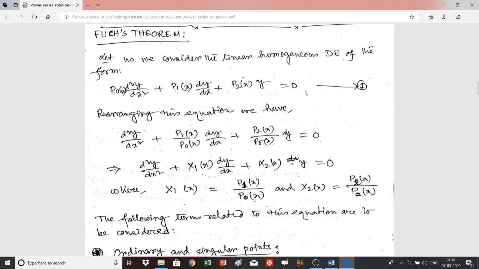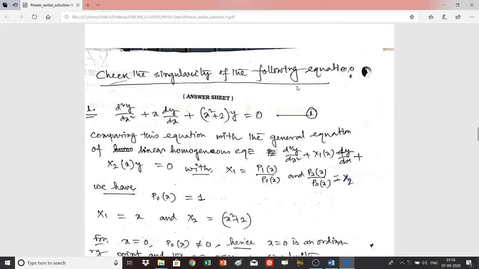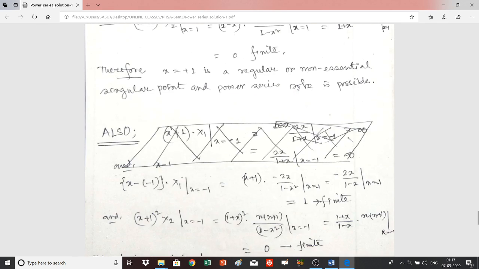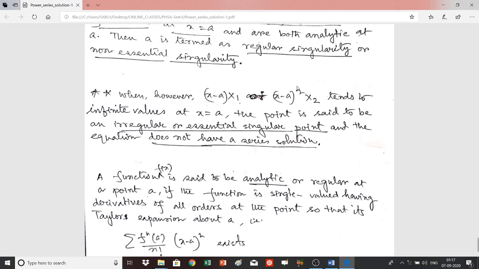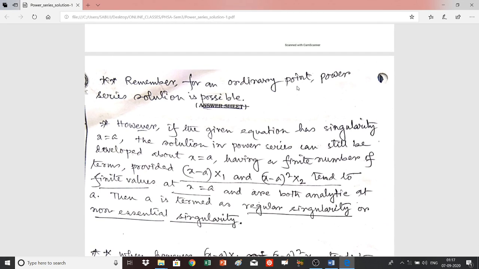But it is not true at all. This equation can be solved even if it has a singular point, but you have to consider the following points. These are given at the last of this lecture. It is written clearly that, remember, for an ordinary point, a Gauss solution is possible. However, if the given equation has a singularity at x equal to a, the solution in Gauss can still be developed.